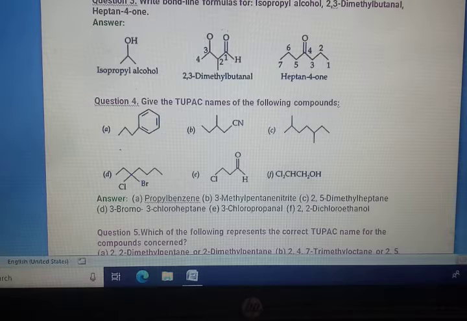So now we are moving to question number 4. We have to give the IUPAC name of these compounds. Here you can see the benzene ring is attached with the propyl group, so you can say propylbenzene. The second one is 3-methylpentanenitrile. The third one, C, is 2,5-dimethylheptane. The D structure is 3-bromo-3-chloropentane.